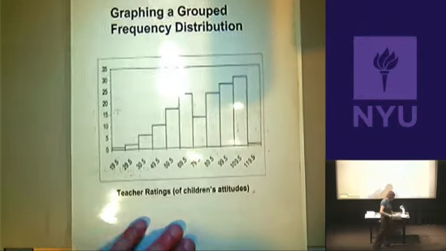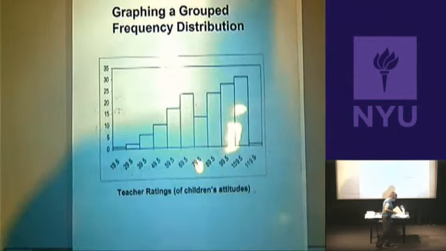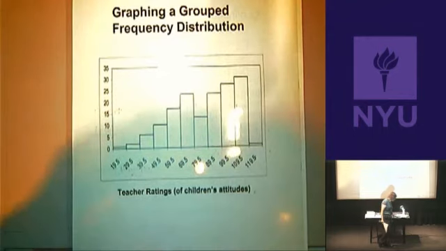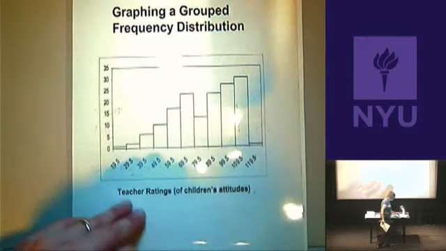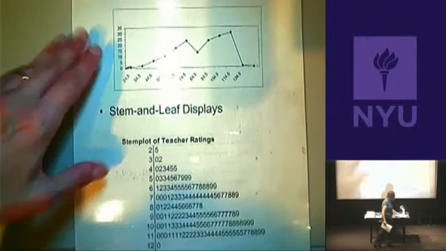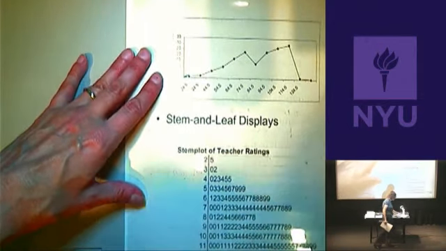Graphing a grouped frequency distribution. Here are our teachers' ratings. And again, here's our histogram. Notice our real limits down here. And up here, here's our frequency polygon. And again, the only thing I did was I extended it down to the x-axis.